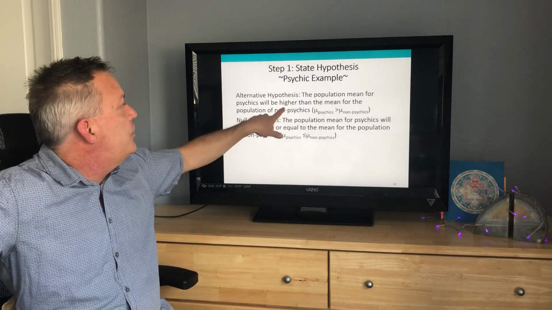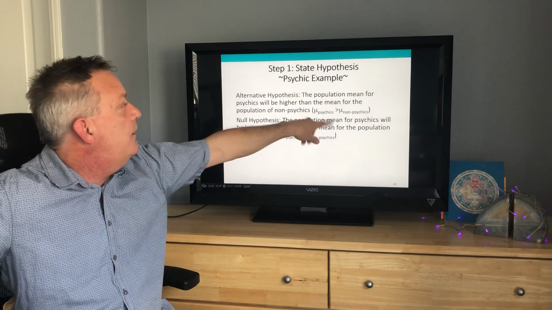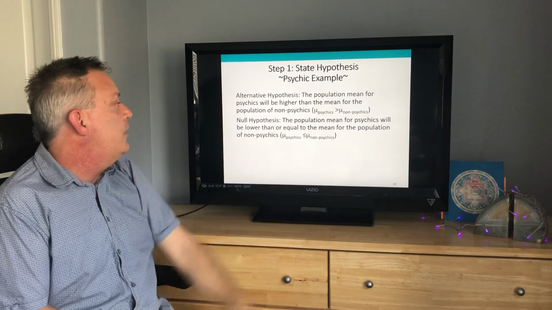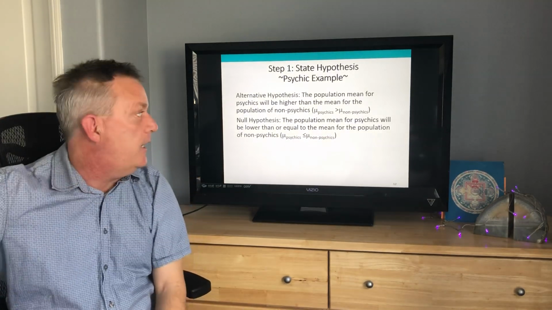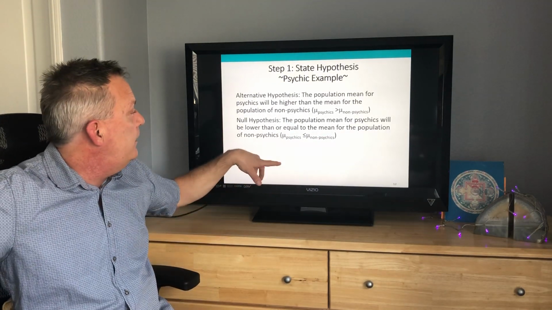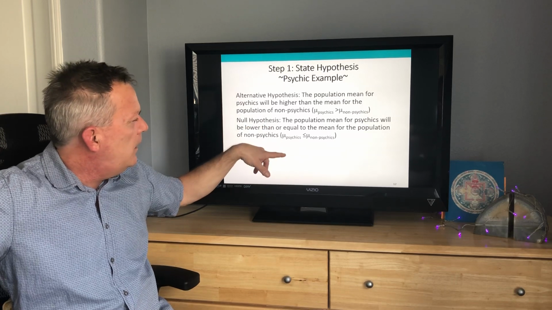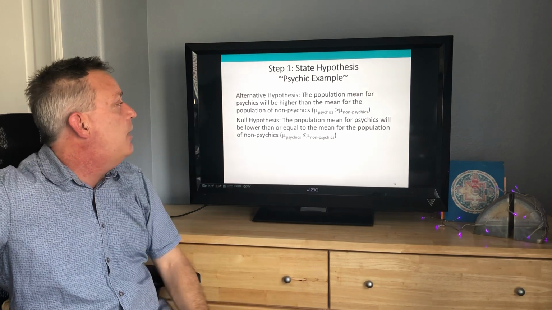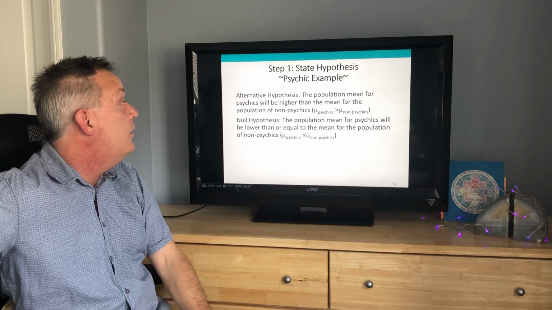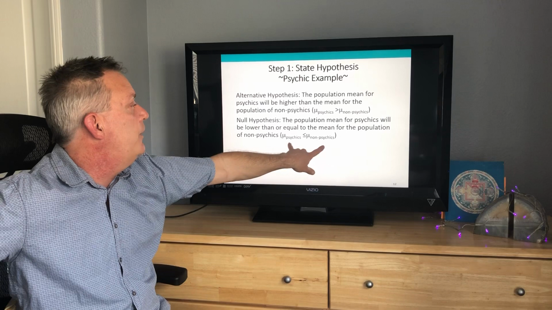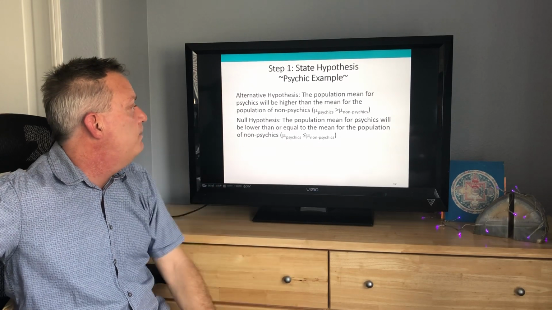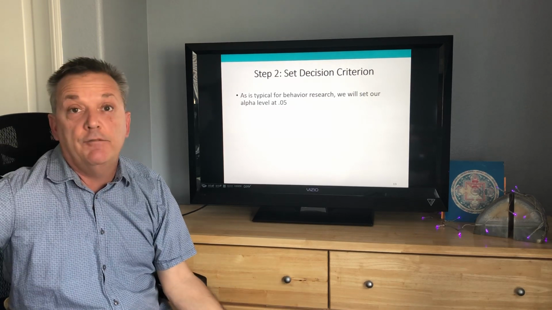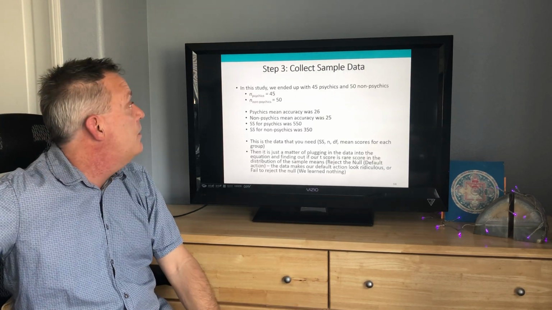And of course, the population mean for psychics will be higher than the mean for the population of non-psychics, right? And so it will be greater than 25%, as we found in the results. And the null hypothesis is the population mean for the psychics will be lower than or equal to the mean for the population of non-psychics. Okay? As is typical for behavior research, we will set our alpha level at 0.05.